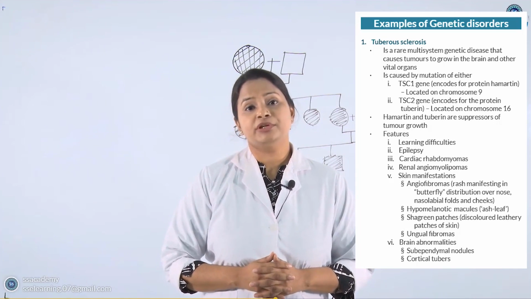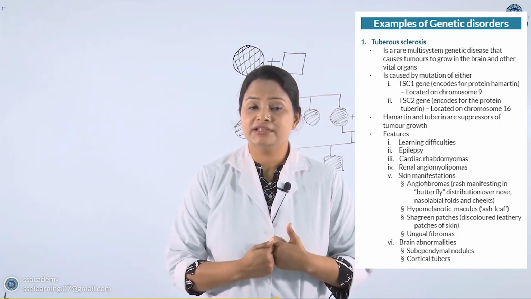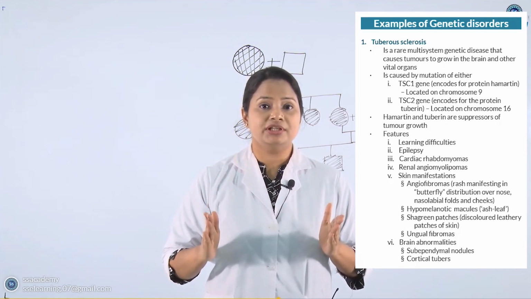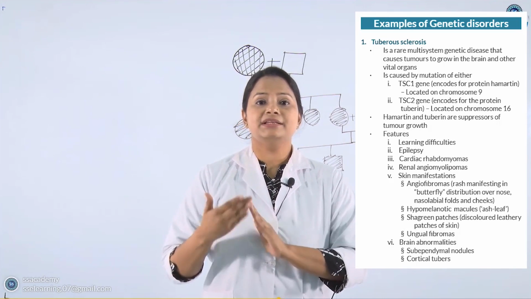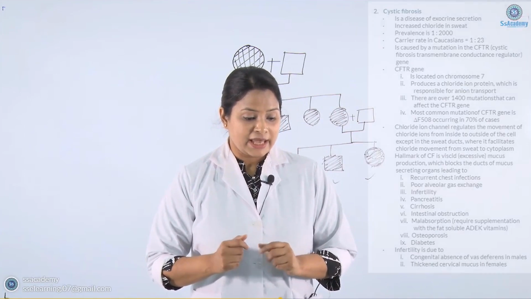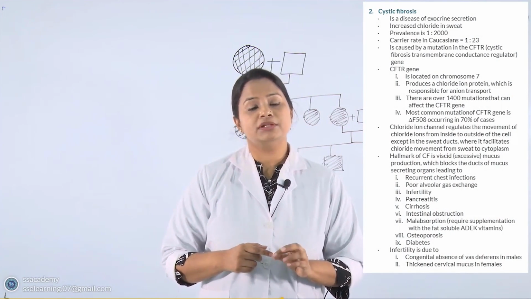That's it. So you have to remember tuberous sclerosis is an autosomal dominant disease. The genes involved are the TSC1 gene, located on chromosome 9, and the TSC2 gene, located on chromosome 16. Next, cystic fibrosis. Yes, my dear doctors, this is an autosomal recessive disease.